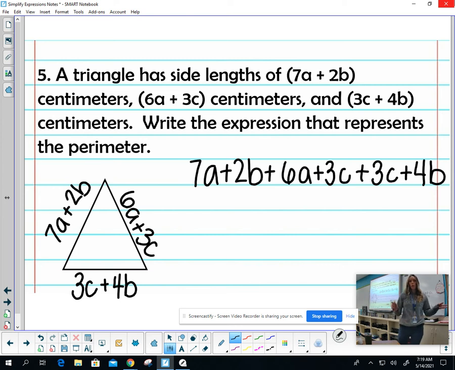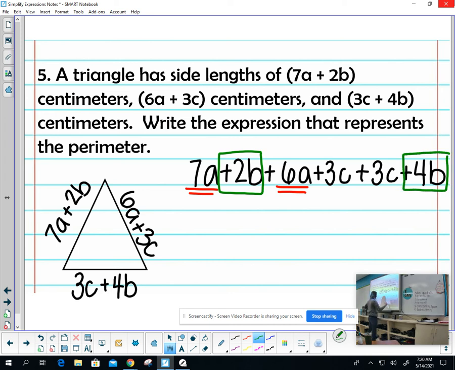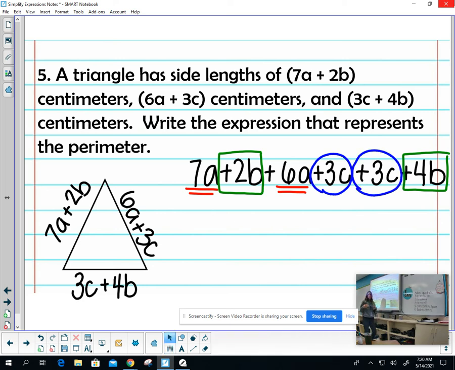And then I look at this and I'm going to notice how many terms I have. Well, I have A's. Then I have B's: a positive 2B and a positive 4B. And then I have a positive 3C and a positive 3C. Now notice when I color code my like terms, I am including that plus sign. I need to know, is it positive or is it negative?